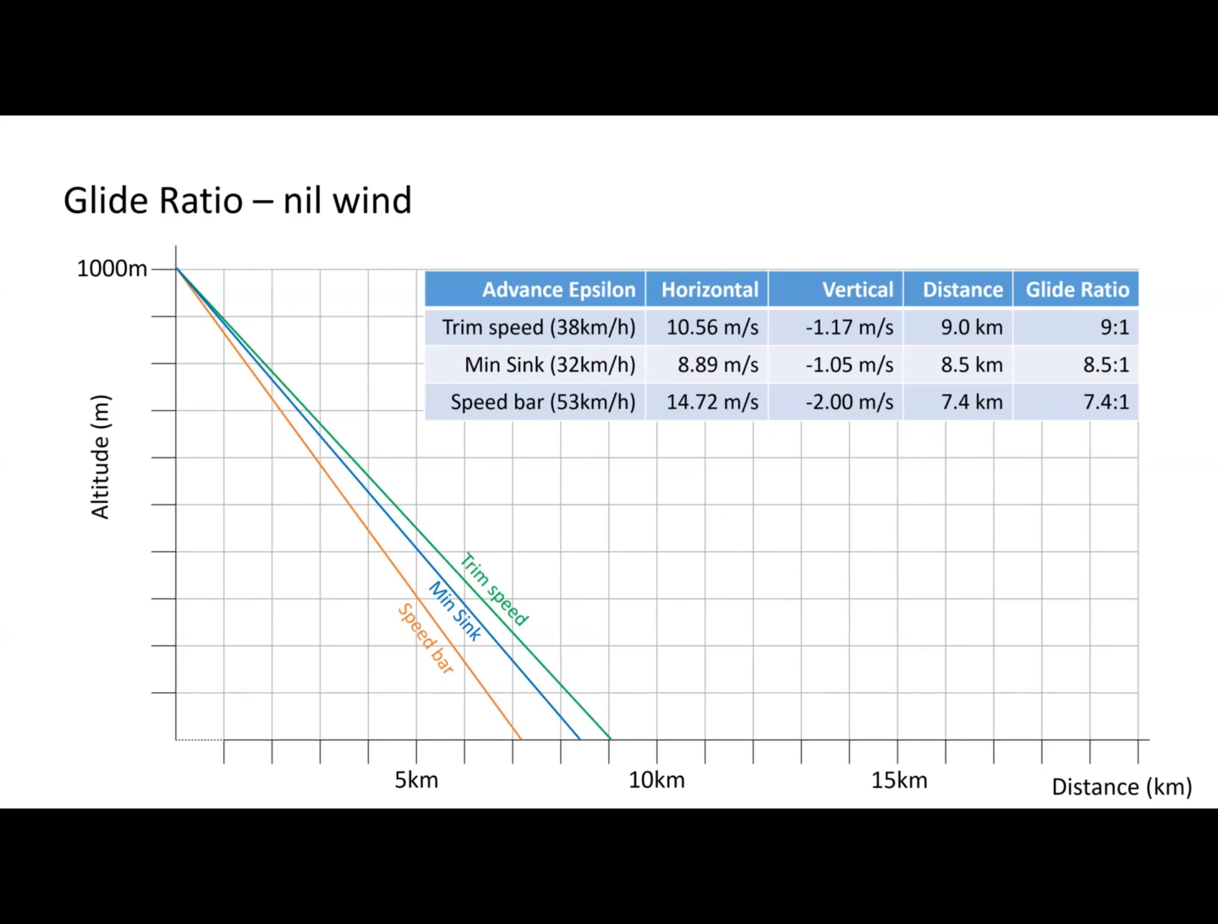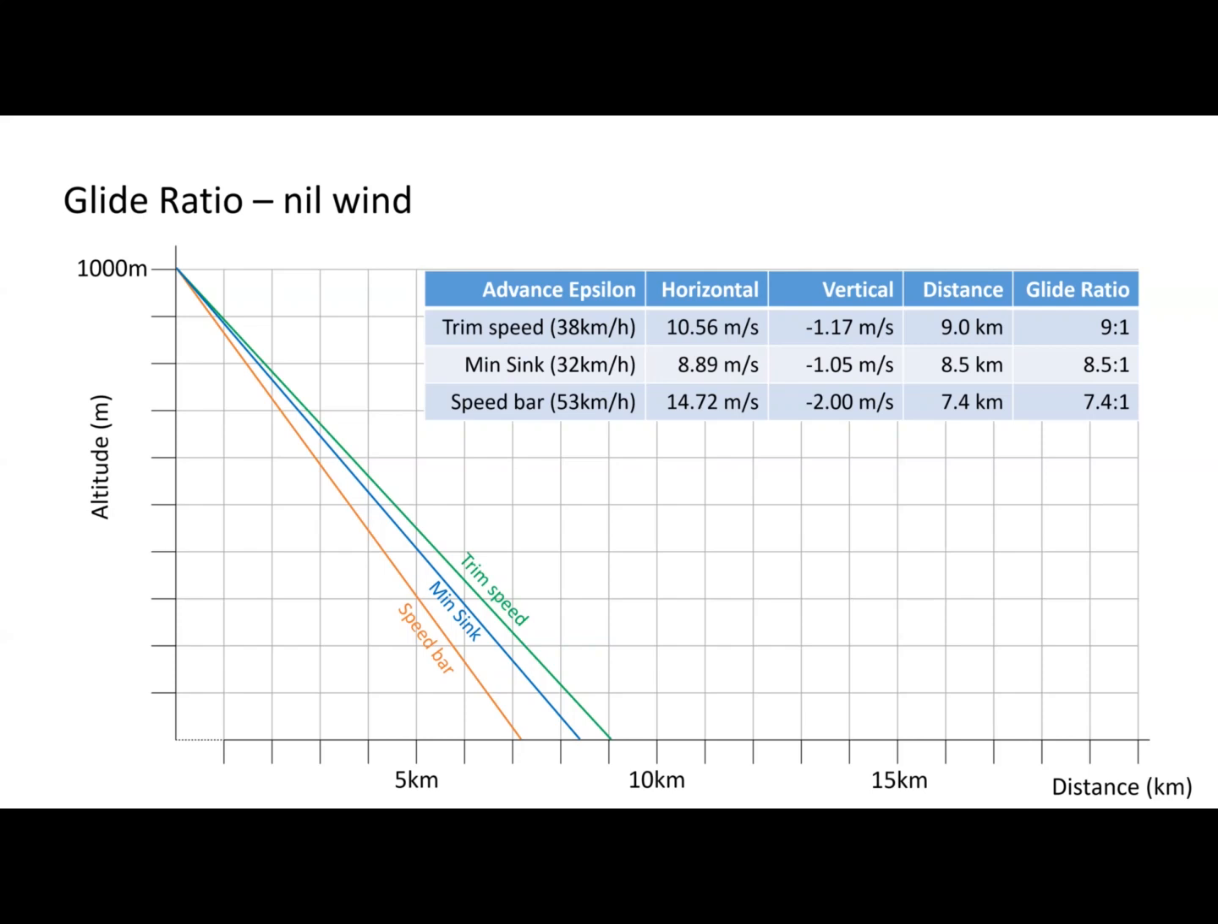Now, why am I saying that? Is that correct? I think that trim speed should be best glide. My trim speed is best glide. This is best glide, isn't it?